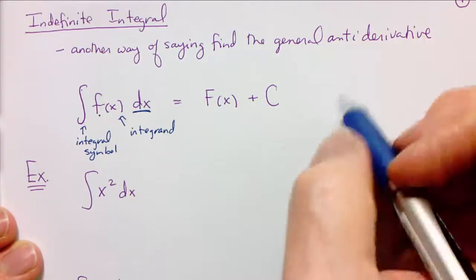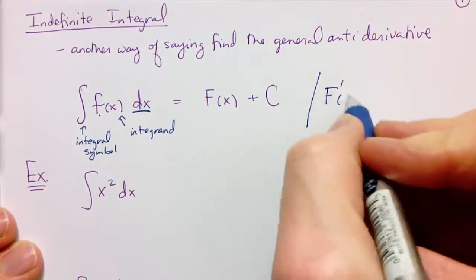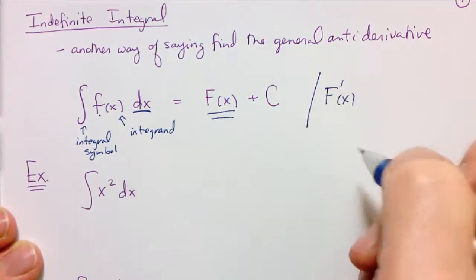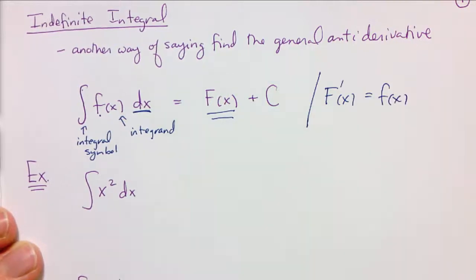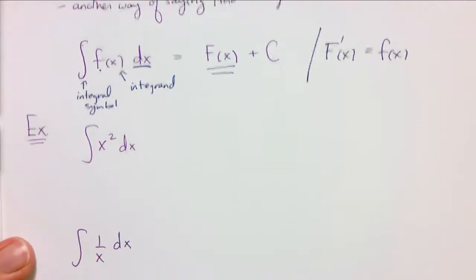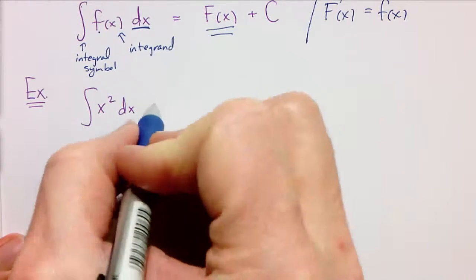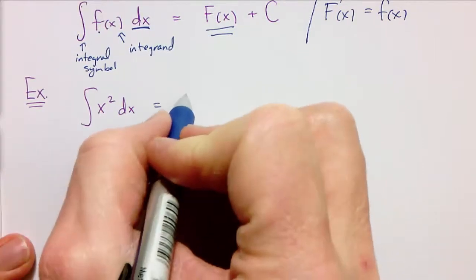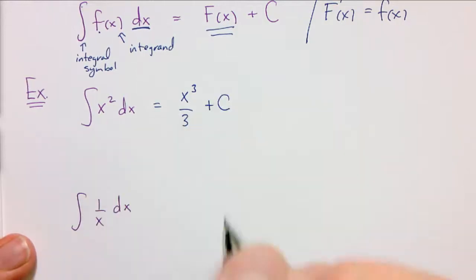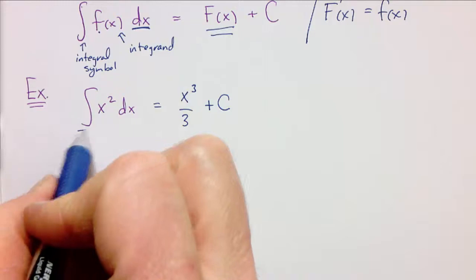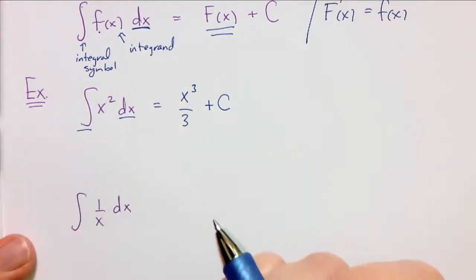This is the same thing we've been finding in chapter 4. We want F prime, the derivative of our antiderivative, to equal little f. So, some examples. This is just our power rule, which means we're going to add 1 to the exponent and then divide by that new exponent. The dx here just kind of disappears. It's part of the symbol that tells us to take the antiderivative of x squared.